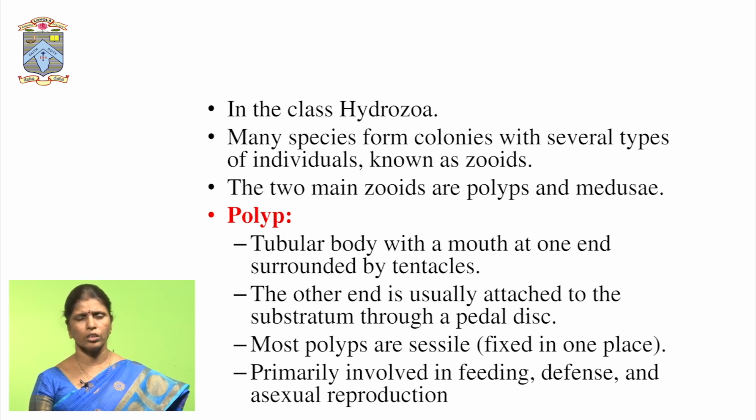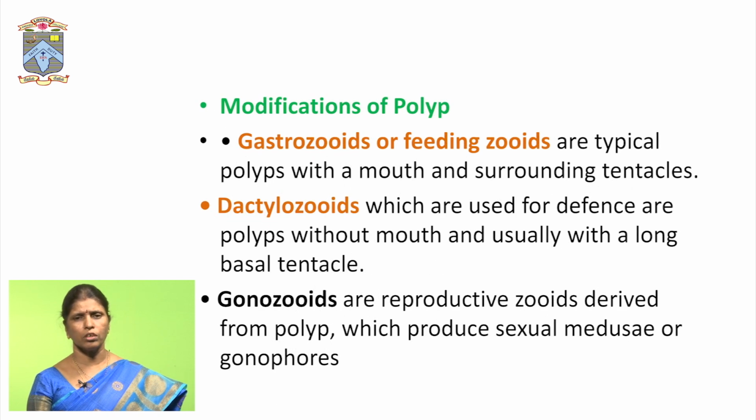Let us see what are the different modifications that we can observe in the polyp zooids. One example is gastrozooids. The term gastro indicates that it is related to digestion or the digestive system. That is why these are also called feeding zooids. As they are involved in the feeding mechanism, they generally possess a mouth that is surrounded by tentacles, which help to grasp or hold the food.